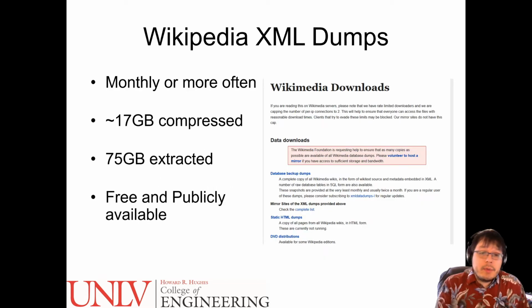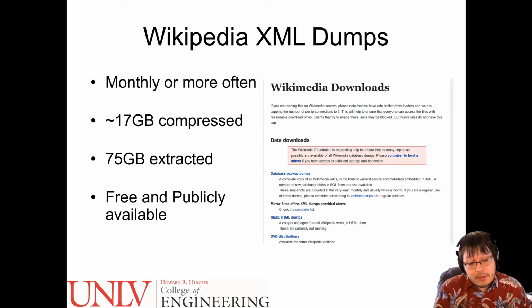And so how do we get Wikipedia and turn it into an N-Gram data set? Well, the first thing we do is we go ahead and download the XML dumps. Wikipedia backs up its database at least once a month, but sometimes more often. What it is, is the entire website in one big file that's about 17 gigs compressed. And once you extract it, it's about 75 gigabytes. And it's free and publicly available.